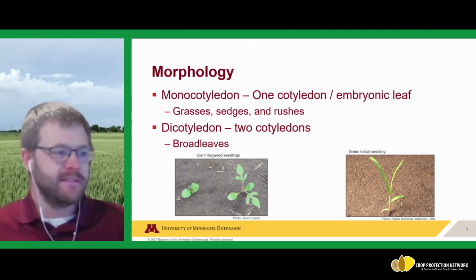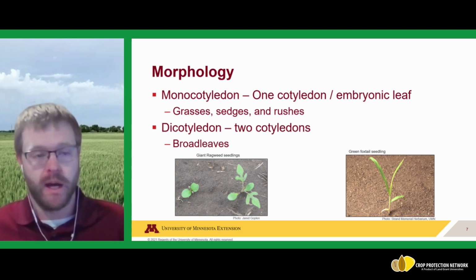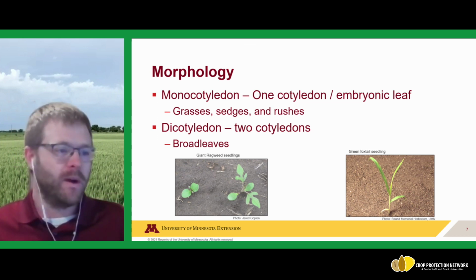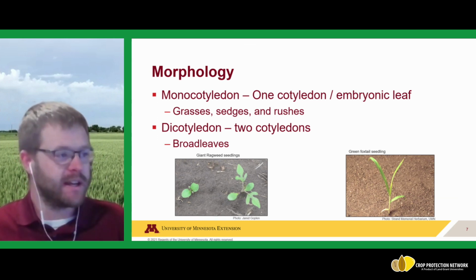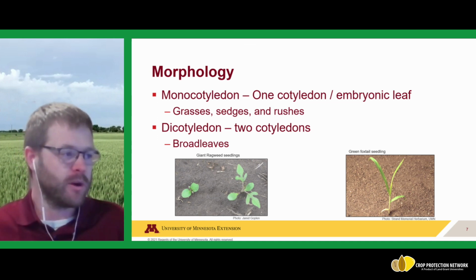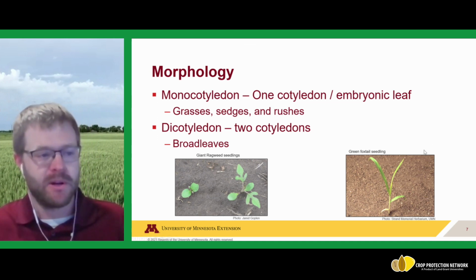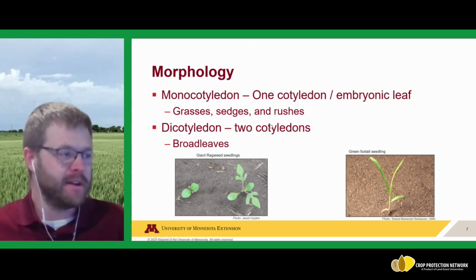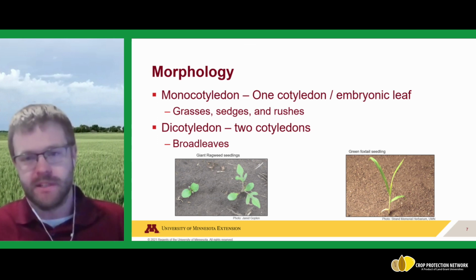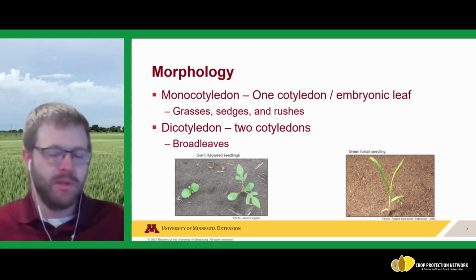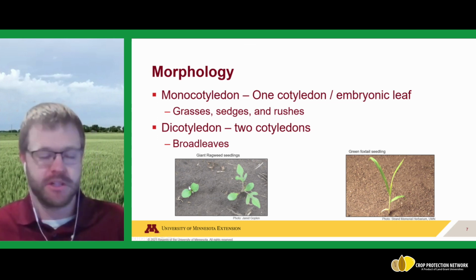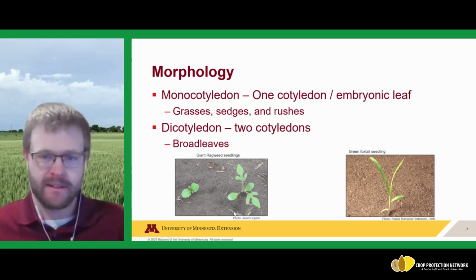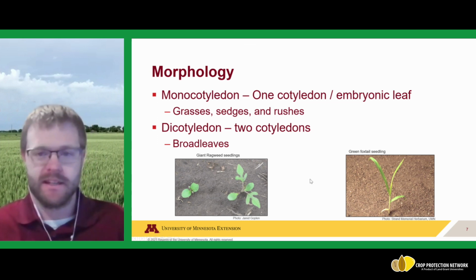So monocotyledons, as the name implies, mono meaning one, has one cotyledon or one embryonic leaf. So that falls into the crops or weeds; grasses, sedges, and rushes fall into that category. As I show on the bottom here, green foxtail is an example of that. If we talk about dicotyledons or dicots, di meaning two, we have 2 cotyledons, and those would typically be the broadleaves. The example there is the giant ragweed seedling, just below here, where we can see those 2 cotyledons coming off of that weed seedling right as it's emerging.